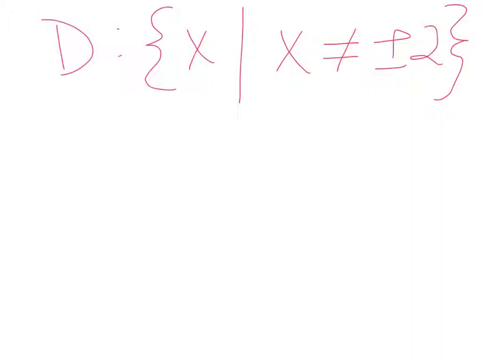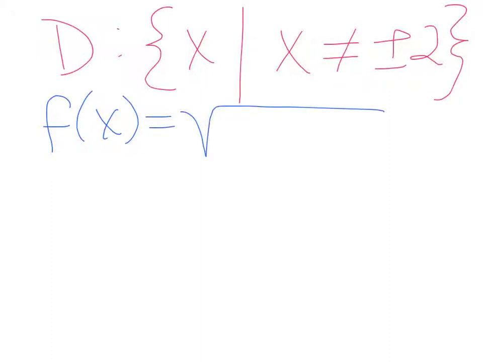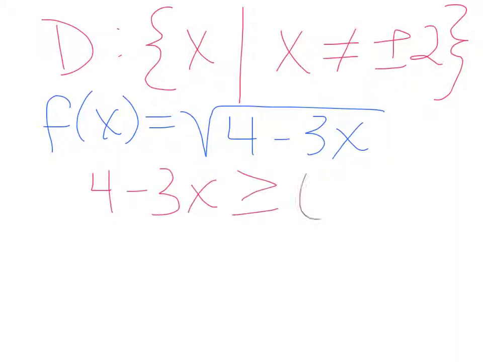The third example of something to look out for is if, say, f of x equaled the square root of 4 minus 3x. In this case, it would be impossible to have a square root of something that's negative. So in order to figure out what the domain is, we take the thing from underneath the square root and we set it in an inequality. 4 minus 3x must be greater than or equal to 0.